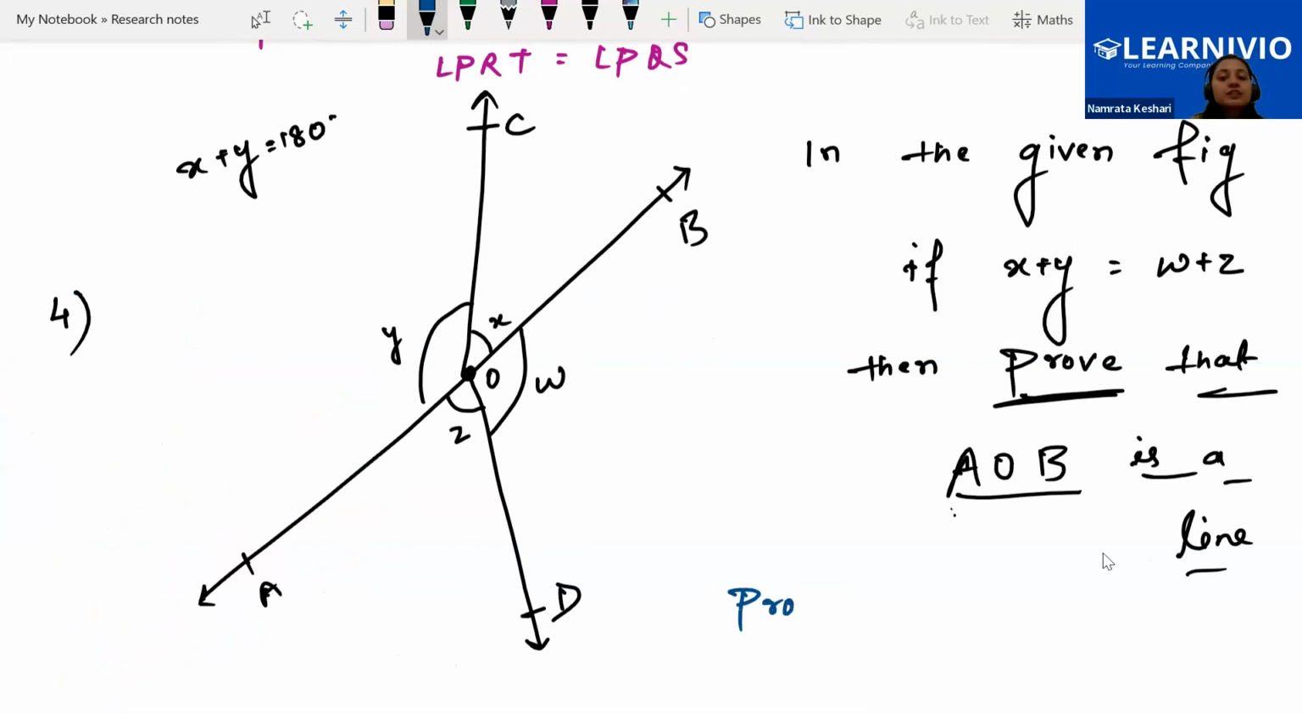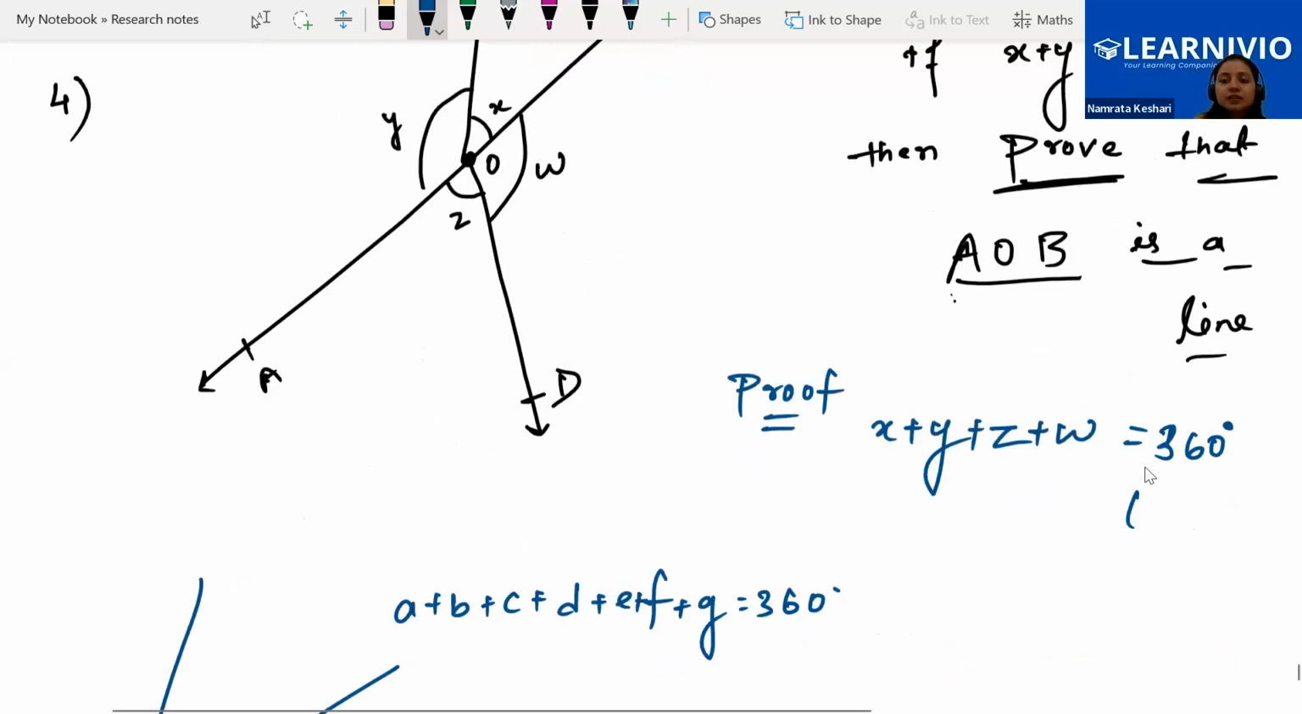So the proof we will start like this: we know that x plus y plus z plus w, or x plus w plus z plus y, all together added will be 360 degrees, a complete angle. Yes or no? Yes, ma'am.